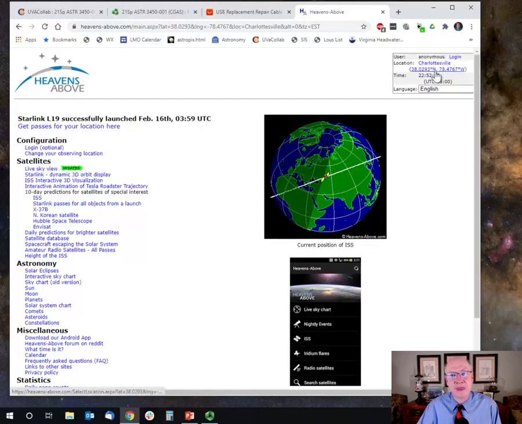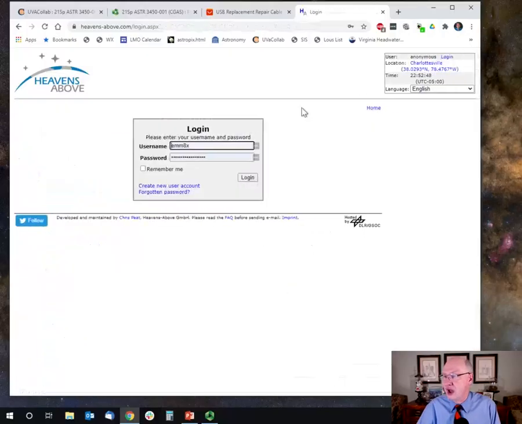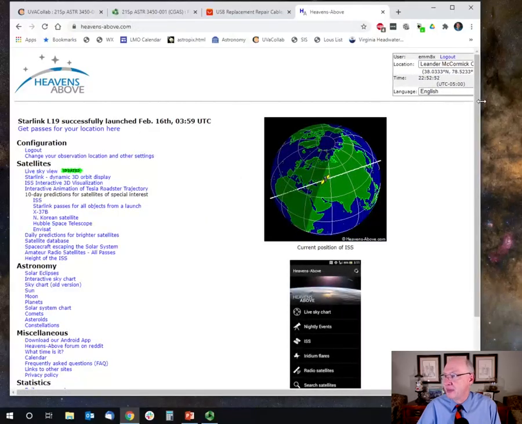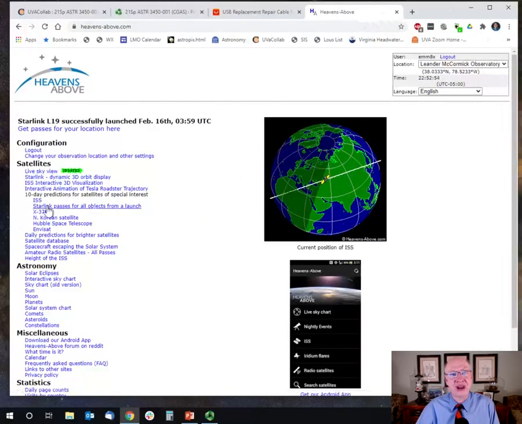Now, you can actually create an account for yourself, and I highly recommend that you do this because then you can store, the accounts are free, you can store many different locations there. So, for example, I have the exact longitude and latitude of McCormick Observatory remembered in here. So you'll see now it's coming up for Leander McCormick Observatory on the grounds of UVA, and I've got my exact longitude, latitude there. So it shows you right now, this is the current position of the International Space Station over the Earth right there.